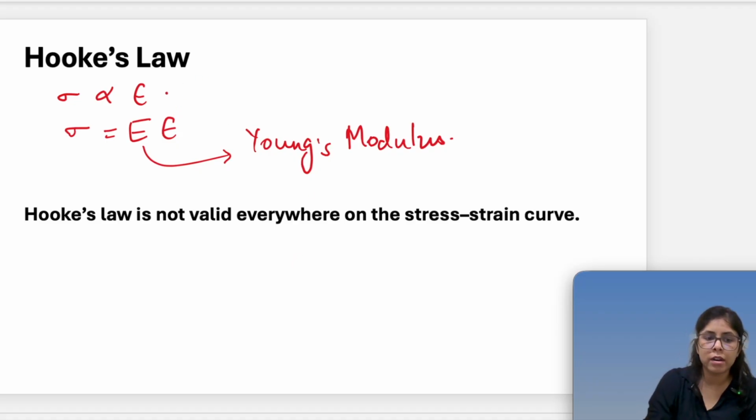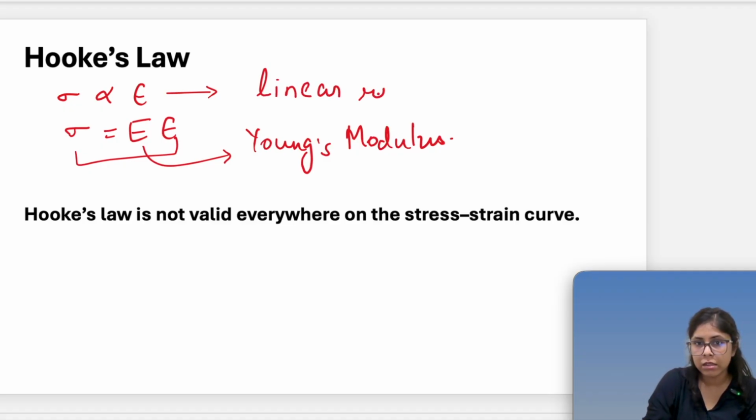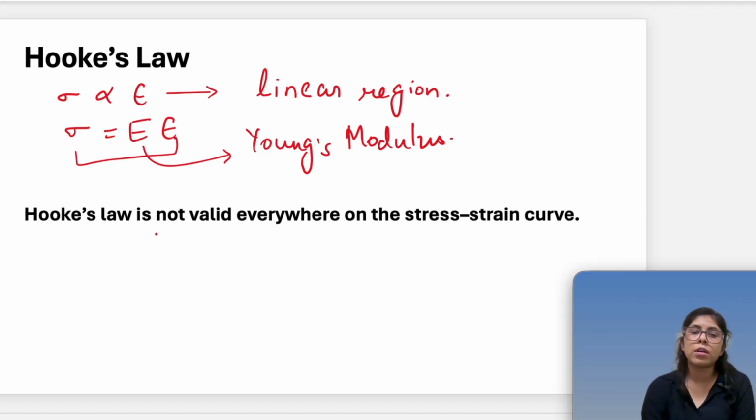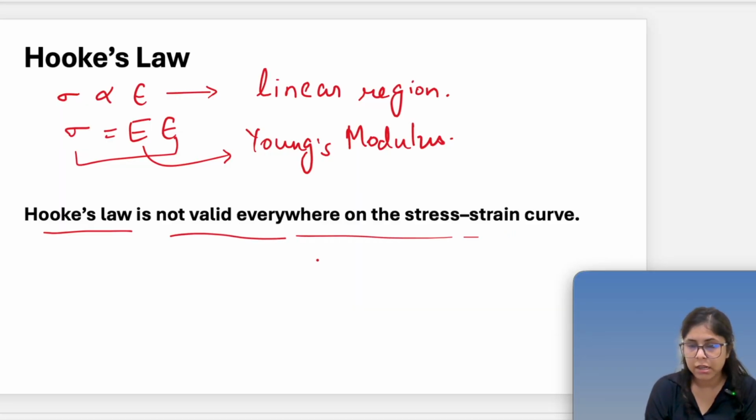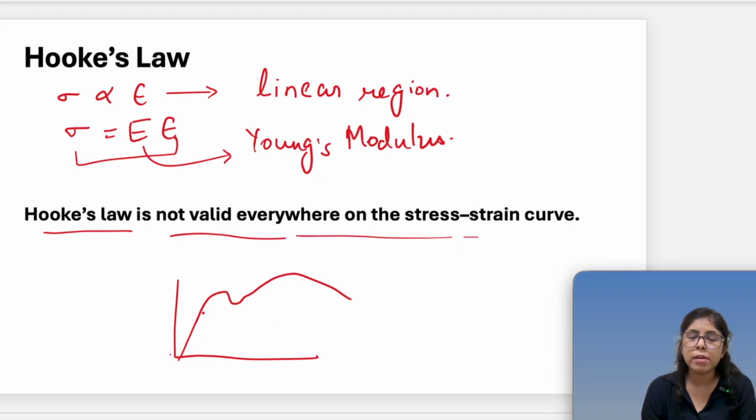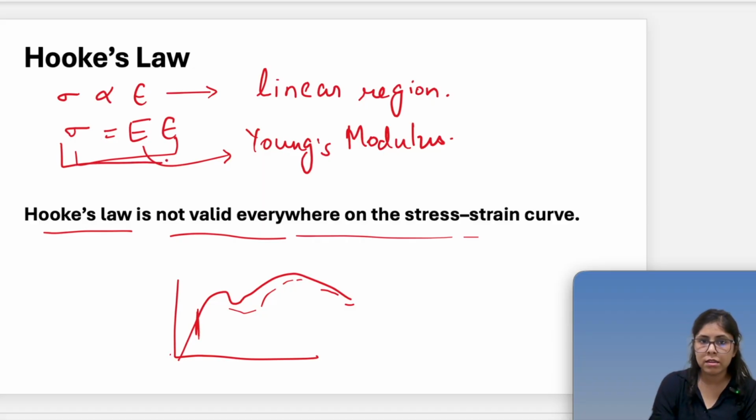This is valid because it's directly proportional, so it's a linear relation. It's only valid for the linear region. One constraint is that Hooke's law is not valid everywhere on the stress strain curve. We saw the stress strain curve, somewhat like this. It will not be valid for the regions here, but it will be valid up to the linear region because there is a linear relationship between them. So this is what Hooke's law is.